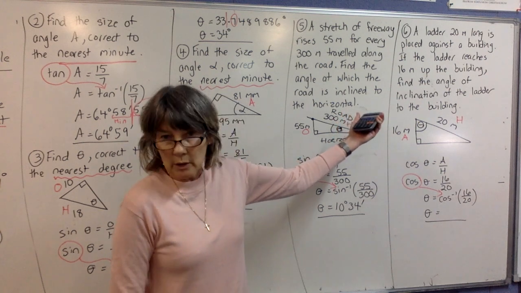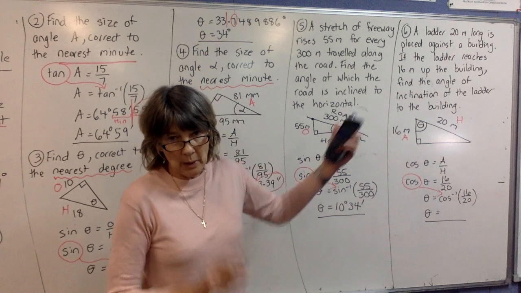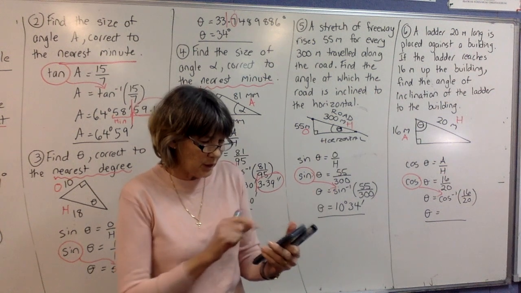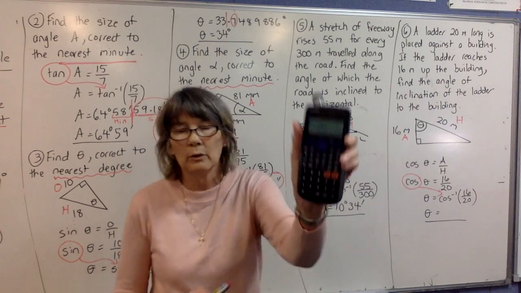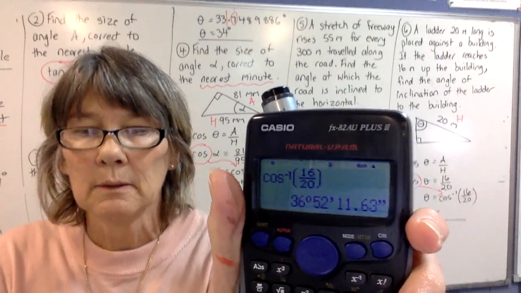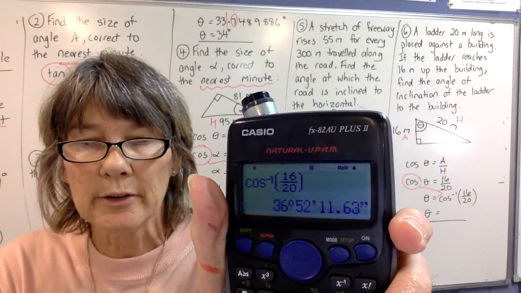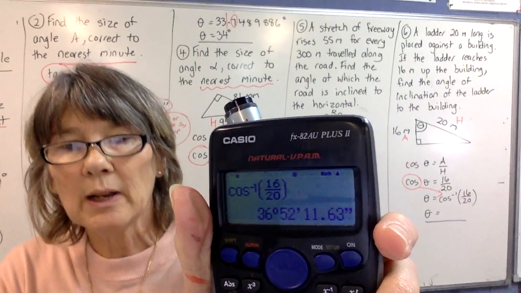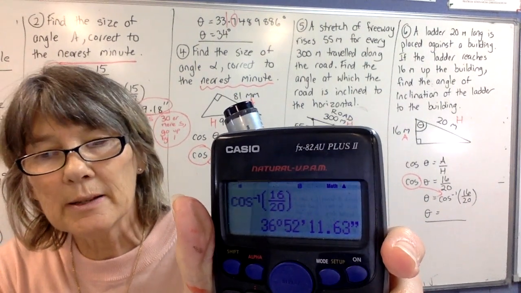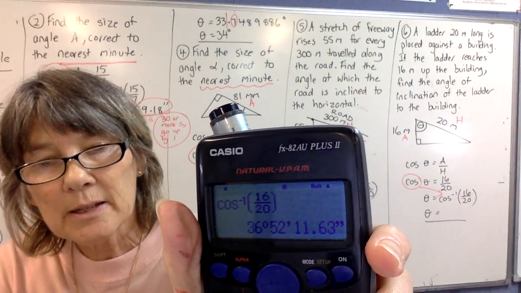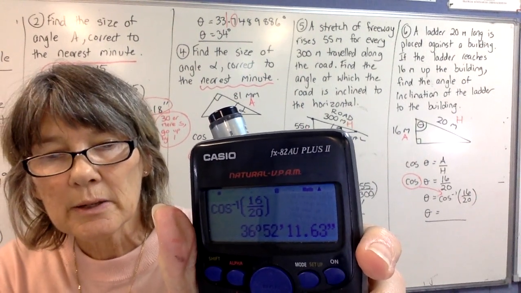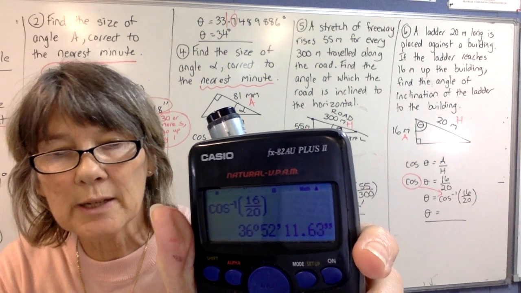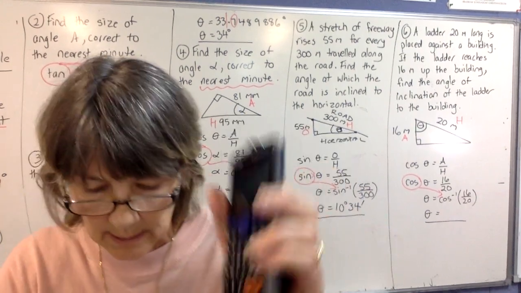It doesn't tell you nearest degree or nearest minute, so we're going nearest minute. So press your degrees key, and it gives you that answer. Now let's see if we can go straight to the nearest minute here. We have 11.63 seconds. That's less than 30. The minutes will stay as they are. So we've got 36 degrees and 52 minutes. That's our answer.